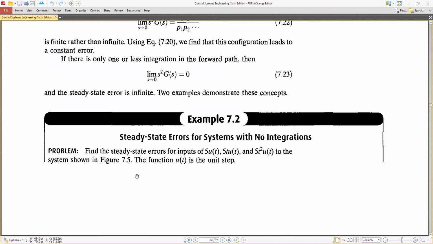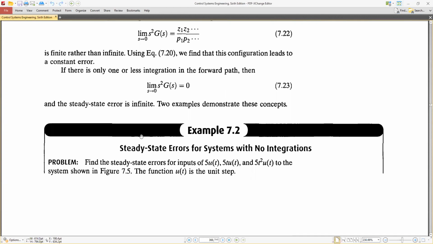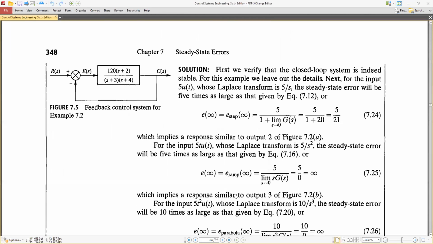Now check this one. Find the steady state errors for inputs 5u(t), 5tu(t), and 5t squared u(t) to the system shown in the figure. Now let's look at example 7.5. For this system, you have to find the steady state errors for the inputs. There are 3 types of inputs: first the step, then ramp, then parabolic. For them you have to find the steady state errors.